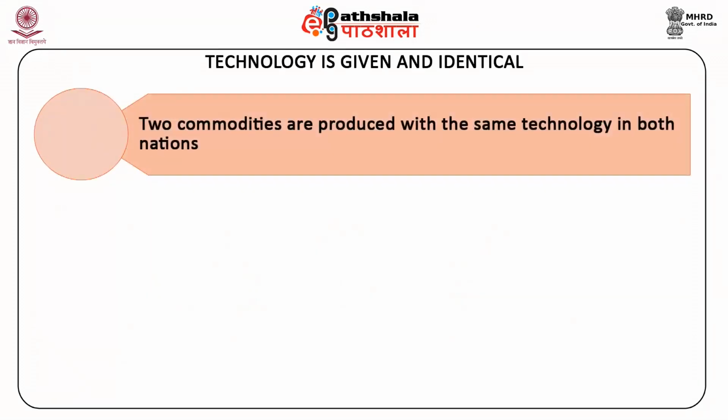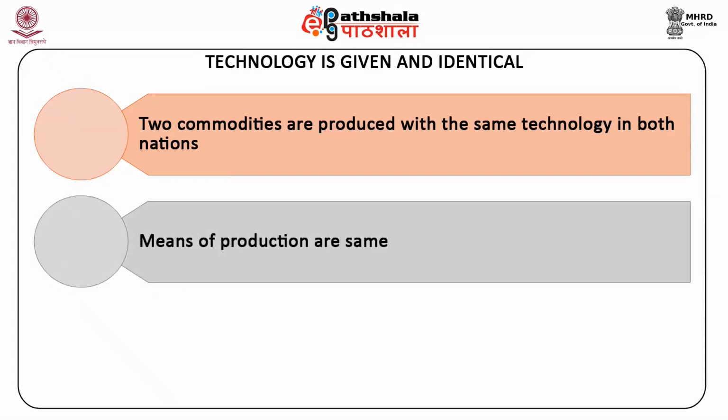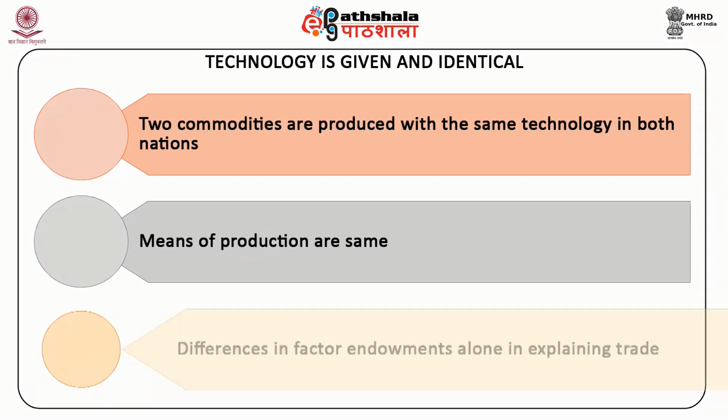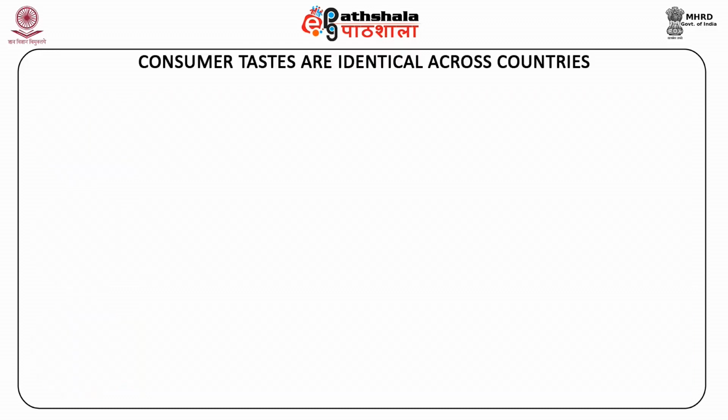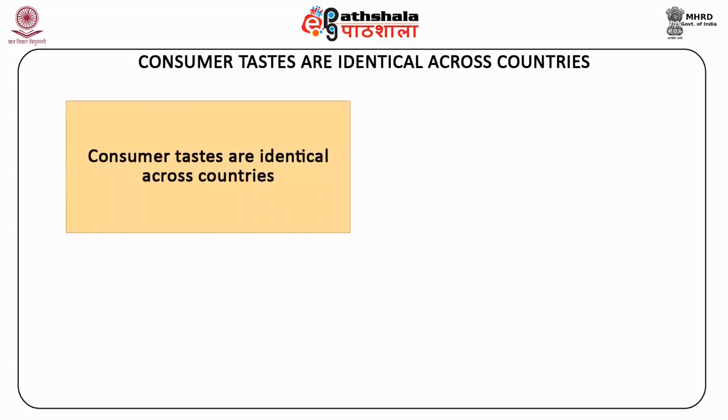The two commodities are produced with the same technology in both nations. The available means of production are the same, no matter where we are. This is an unrealistic assumption, but it is assumed in order to focus one's attention on differences in factor endowments alone in explaining trade. The HO model next assumes that the consumer tastes are identical across countries.